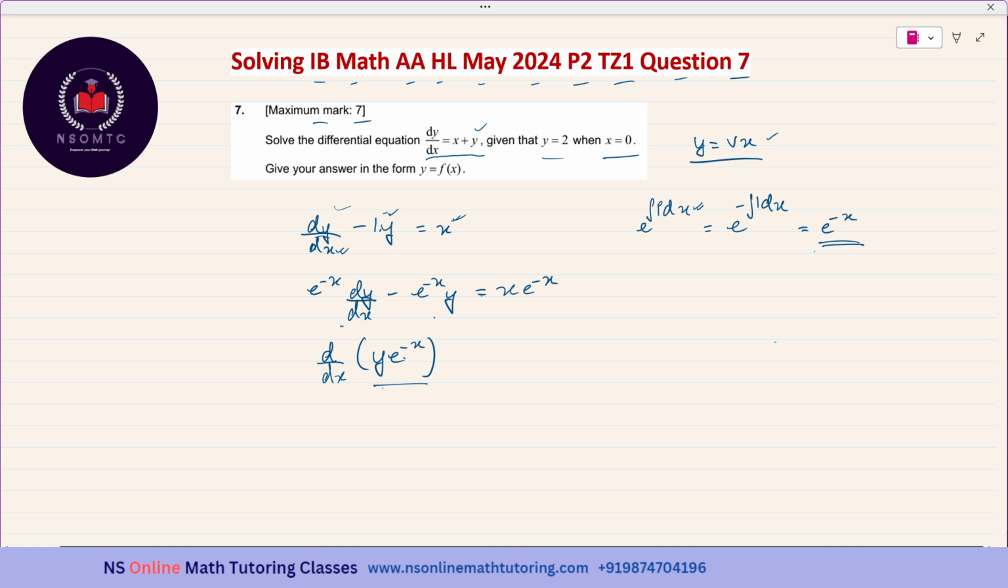If you use the product rule, what will it be? If I differentiate y, it will be e to the power of negative x staying, and y when differentiated with respect to x gives us this term. And next we differentiate e to the power of negative x, so it will be minus e to the power of minus x and y. You see, this term is this term, and this term is the first term.